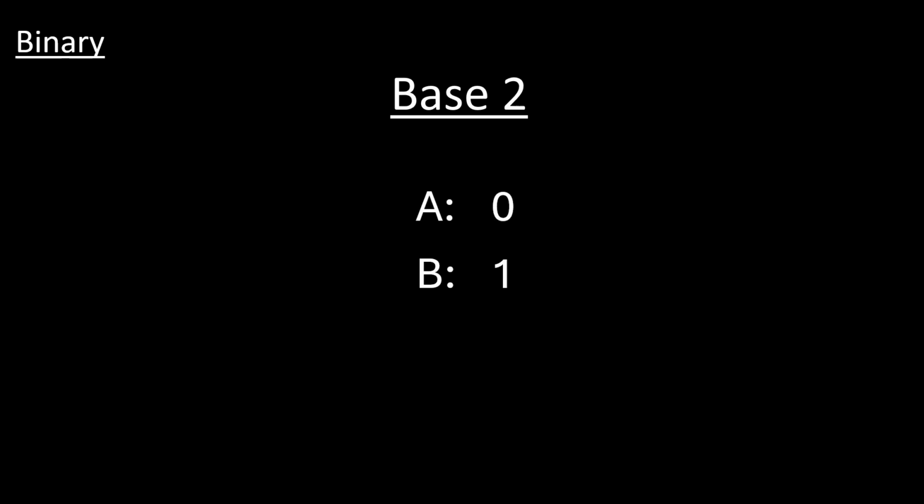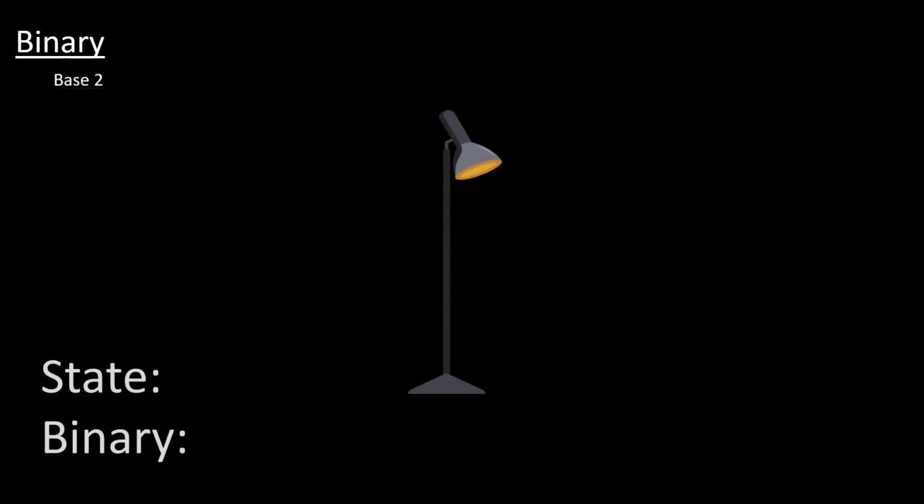Because there are only two numbers to use, there are only two possible states, A, represented by 0, and B, represented by 1. Let's take a look at some real-world examples. Here we have a lamp, and its state is on, represented by binary 1. The same lamp now has a state of off, represented by binary 0.